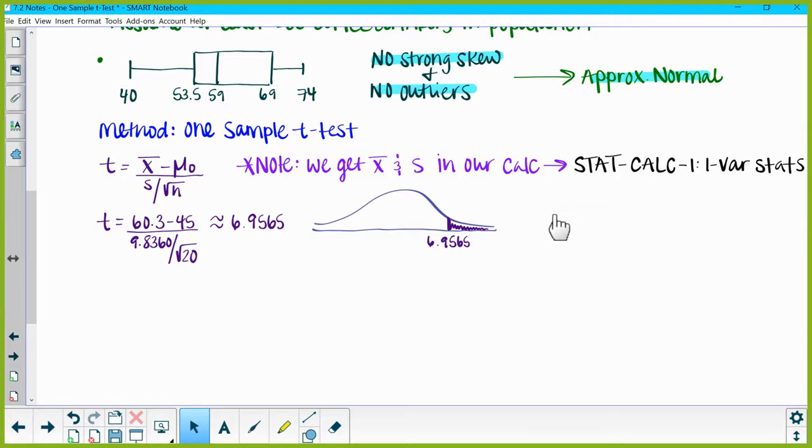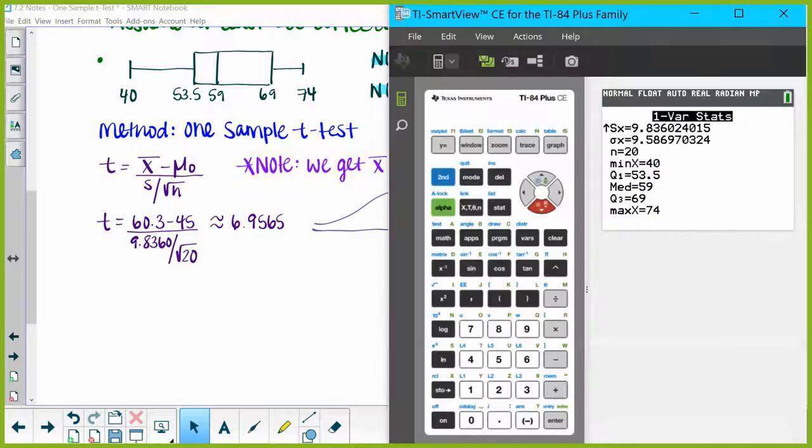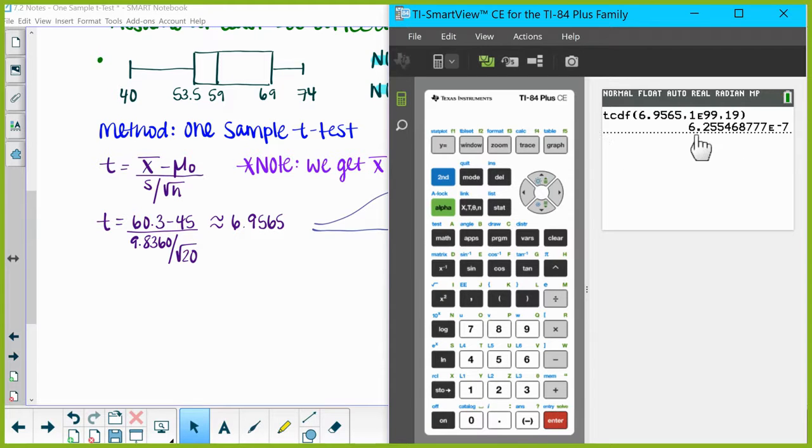I plug this into my calculator, and the way I do that is I'm going to go to tcdf. Second vars, number 6 is tcdf. It asks you for a lower, so 6.9565. It asks you for an upper, 1E99, and it asks you for degrees of freedom, which is sample size minus 1, so 19. I paste it, and I get 6.255.